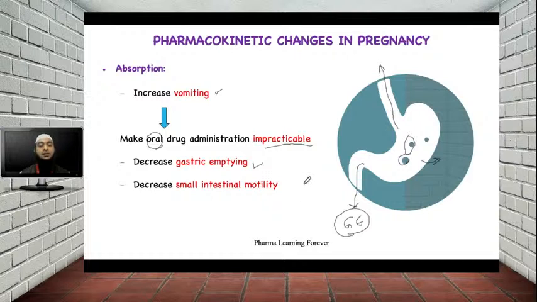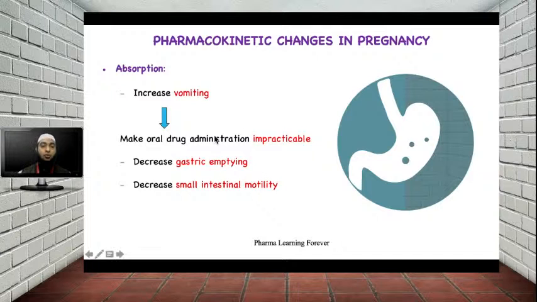The third reason is that there is a decrease in small intestinal motility, that is, the peristaltic movement. If that is the case, then it also affects the absorption of the drug. So overall, we have seen that due to three reasons, that is vomiting, decrease in gastric emptying, and decrease in small intestinal motility, the absorption of the drug given through the oral route is affected in pregnancy. Okay, so this is about absorption.